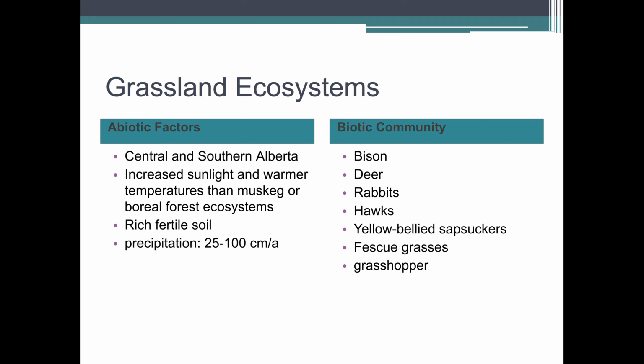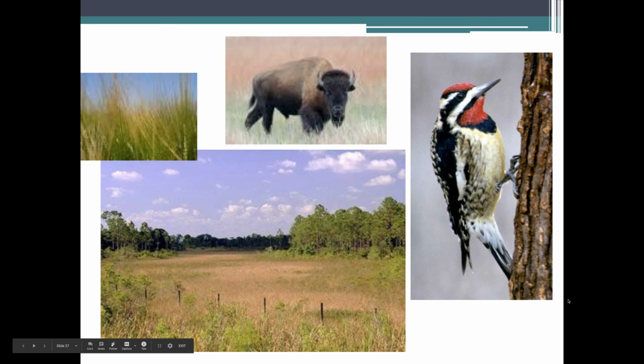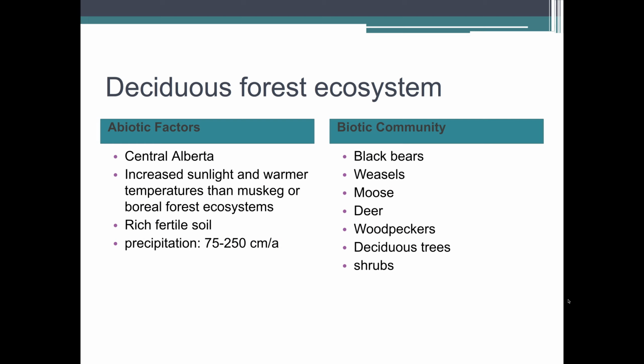Some biotic community: bison. We're natural to here. You don't see many around anymore. Deer, rabbits, hawks, yellow belly sapsuckers, which are a small bird, fescue grasses, and grasshoppers. You can probably name a lot more, because this is our ecosystem that we live in, and we know what it looks like.